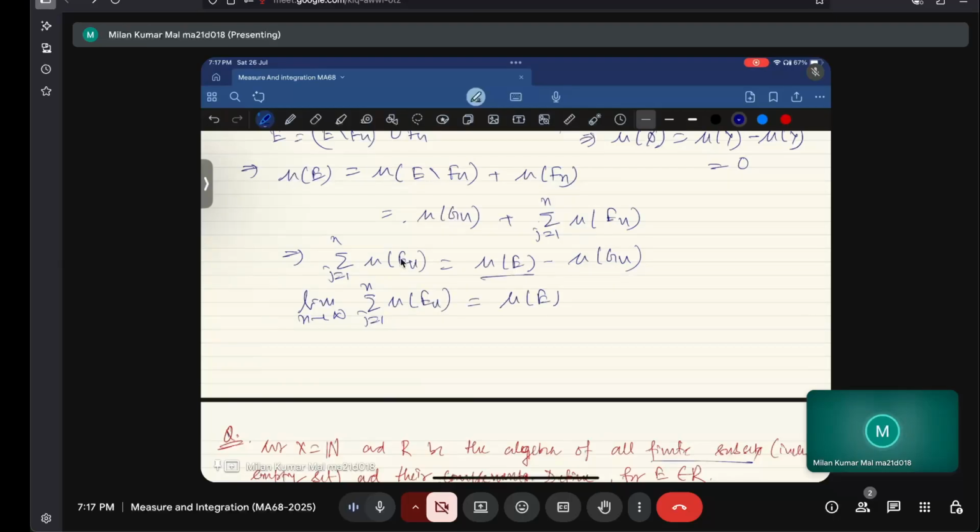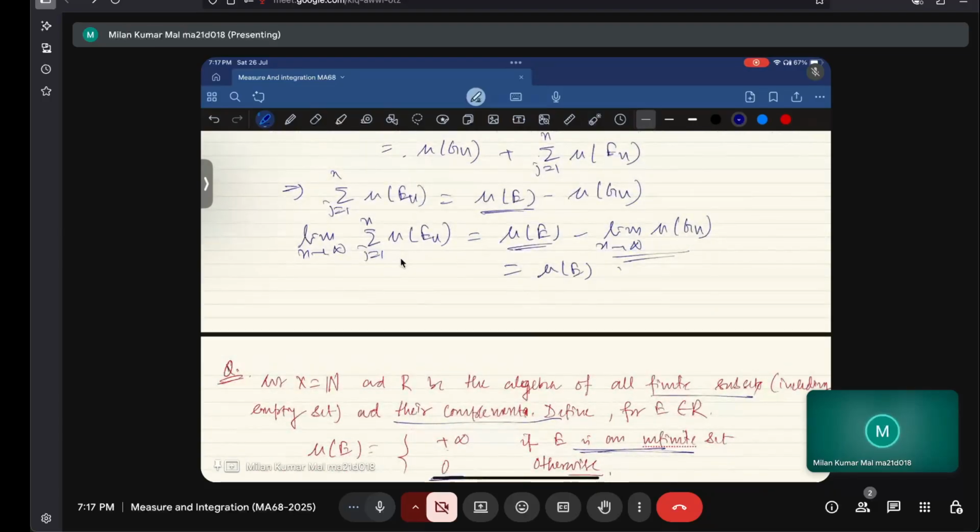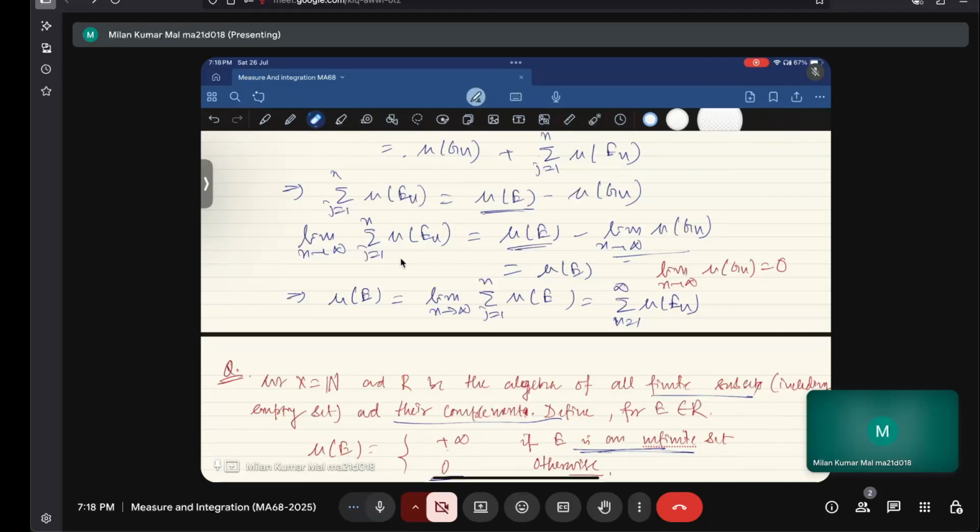Now let's take the limit as n tends to infinity. The mu of E is a fixed number, so we don't need any limit there. So limit n tends to infinity of mu of Gn, which is equal to 0, so therefore it will be mu of E. What we get here is that mu of E is equal to the limit as n tends to infinity of summation j equals 1 to n mu of Ej, which is equal to summation of mu of Ej, j equals 1 to infinity. Sorry, this is Ej, this is also Ej.